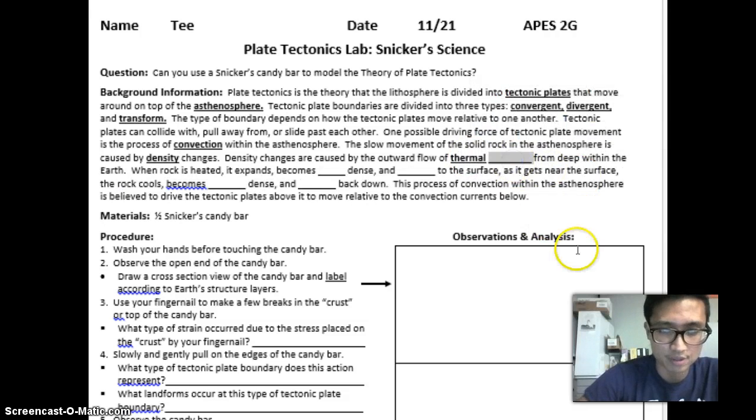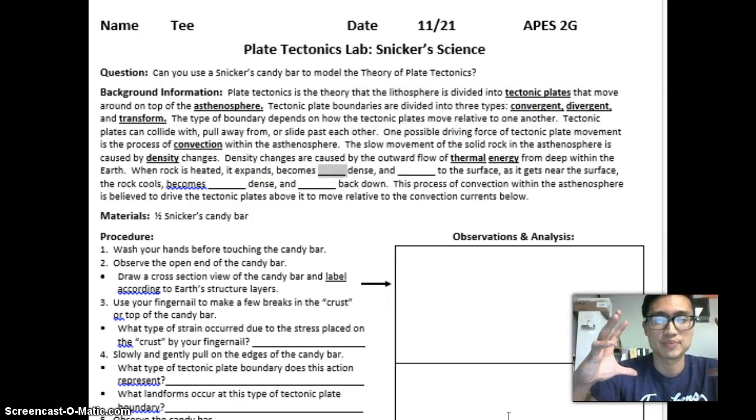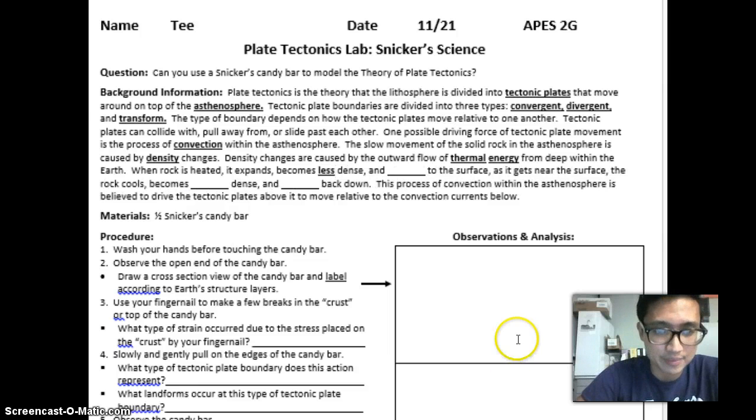So the first blank is thermal, the second blank is energy. And thermal energy, when you think of thermal, I want you to think of temperature. So it has to do with heat from deep within the earth. When rock is heated, it starts to expand. Okay, so when rock is heated, if it starts to expand, is it going to be more dense or is it going to be less dense? So if it's expanding per unit area, it's going to be less dense.